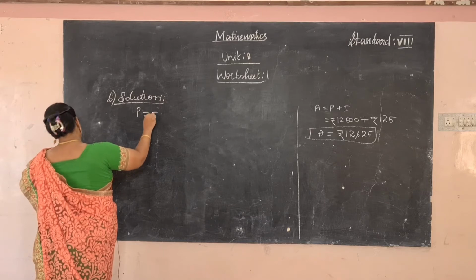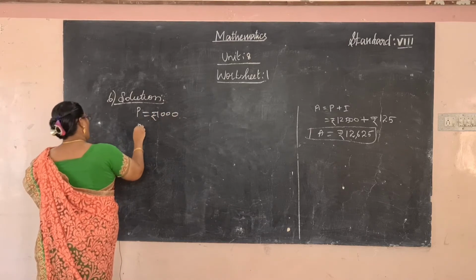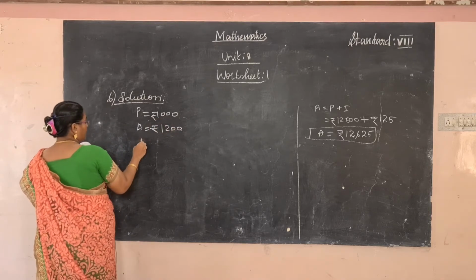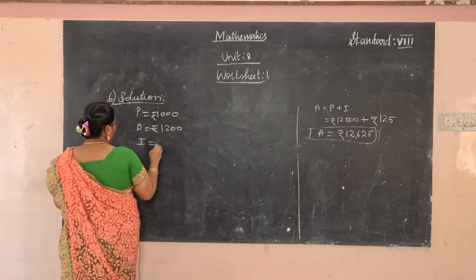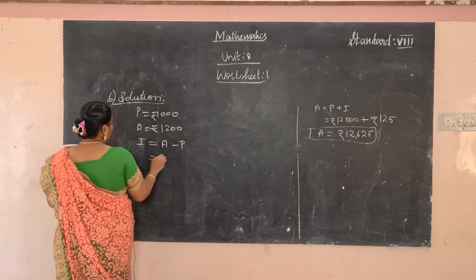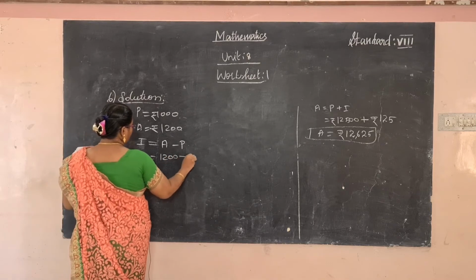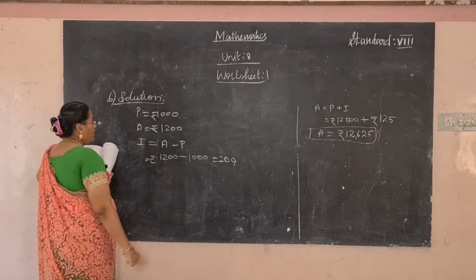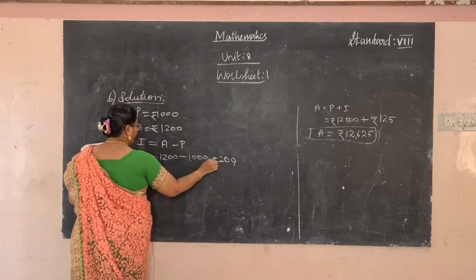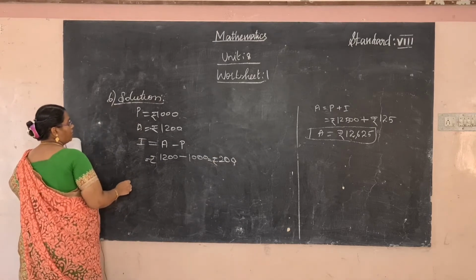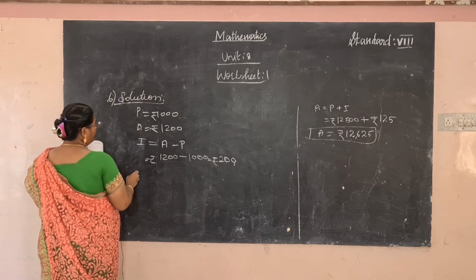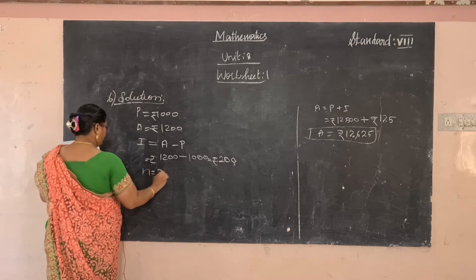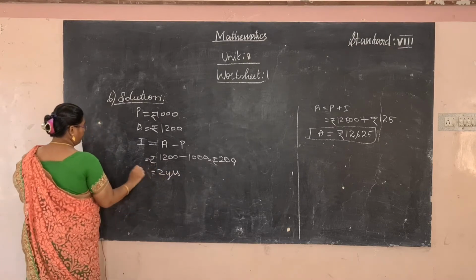Principal is equal to rupees 1,000. Okay, amount is equal to rupees 1,200. So interest I is equal to amount minus principal. So amount is 1,200 minus 1,000, we get the interest is 200. Okay, now the simple interest formula. Our other data, rate of interest is not given. Number of years is equal to 2 years, that is T.